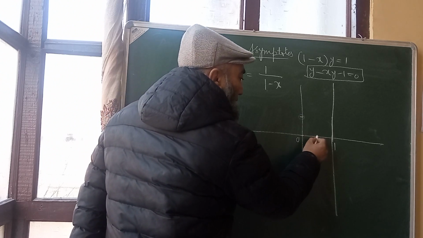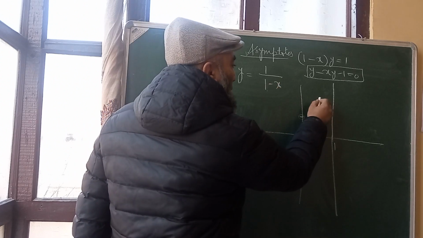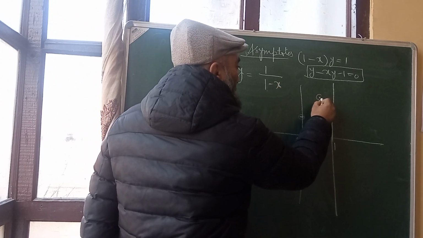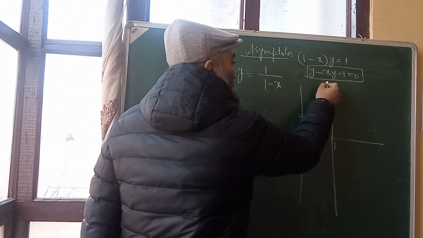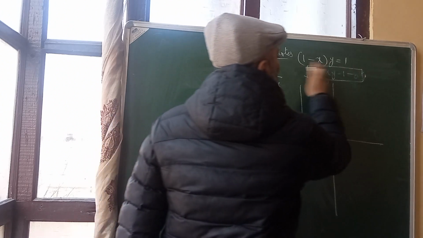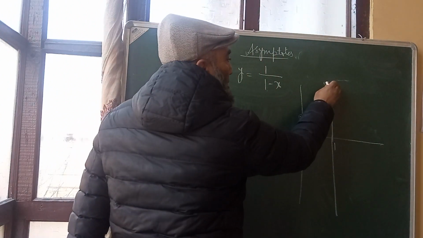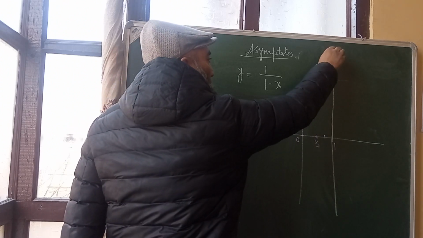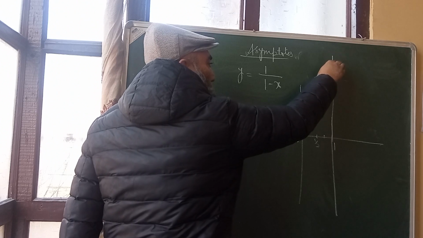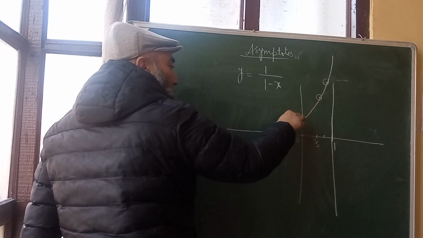When x is half, y is 1 upon 1 minus 1 by half, so y is 2. And so on. When you go here, you will reach here. Similarly, if I draw a graph of this curve, this will be like this.